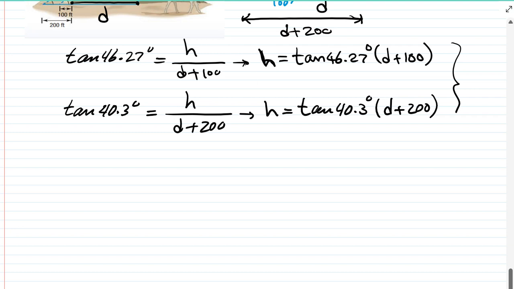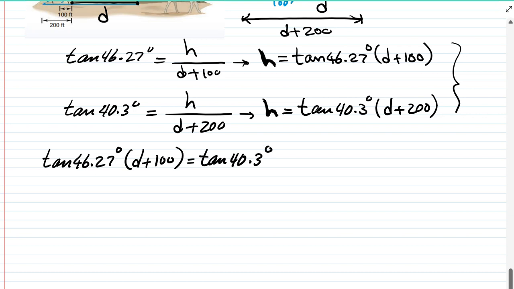It's the same height. So I can set the equations for the heights equal to each other and solve for d. So that's what I'm going to do, rather than solving two equations, two unknowns. Two unknowns would be d and h. So h from the first equation is this, right? And because it's the same height, I'm going to set it equal to the second equation times d plus 200. All right.